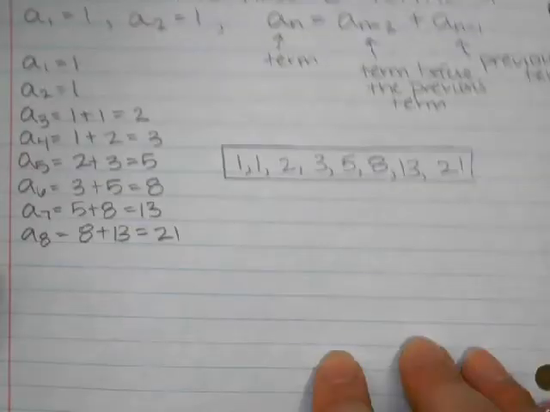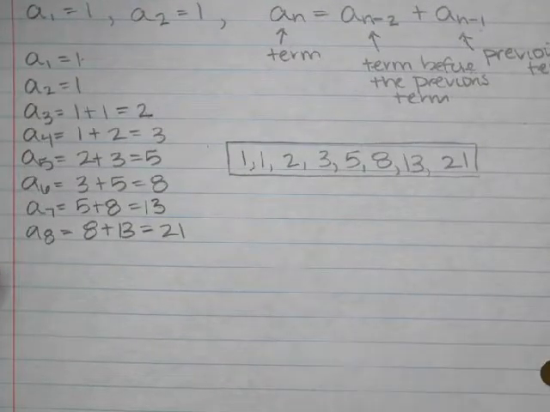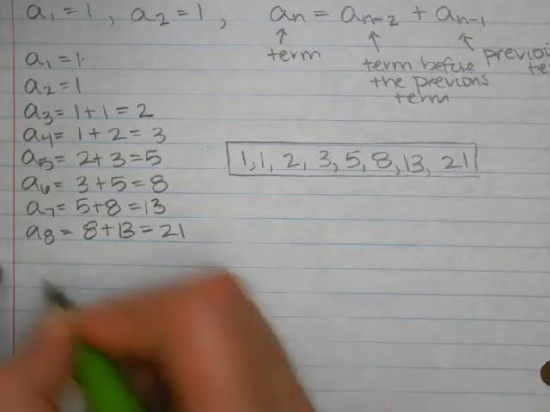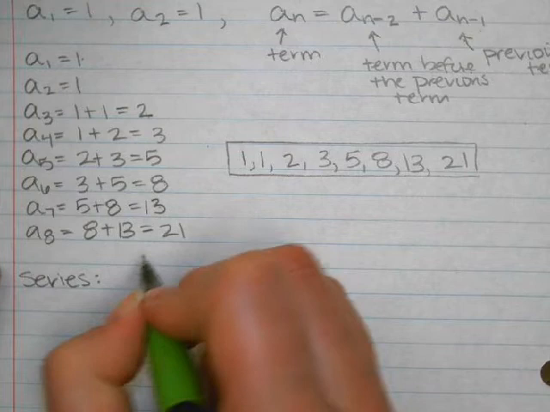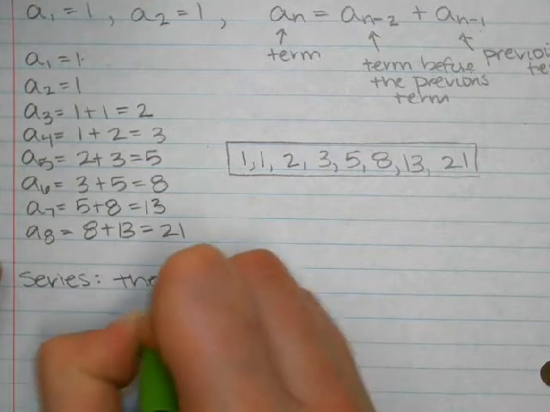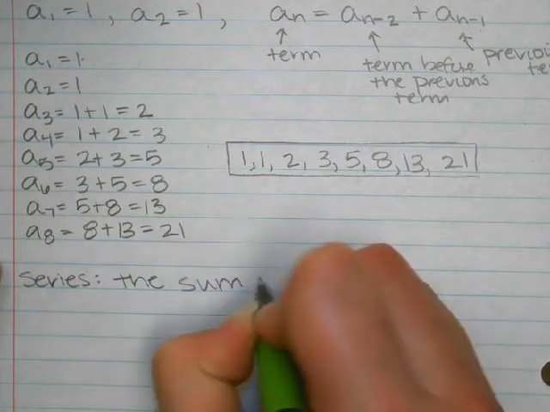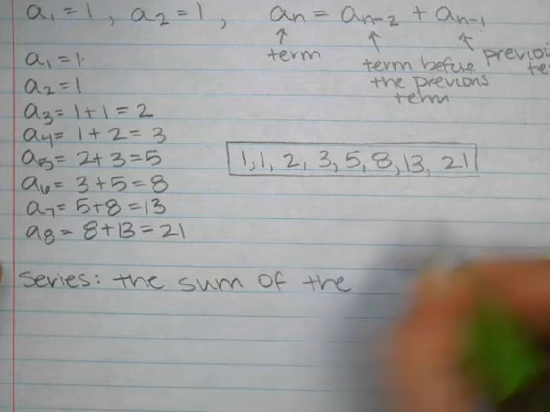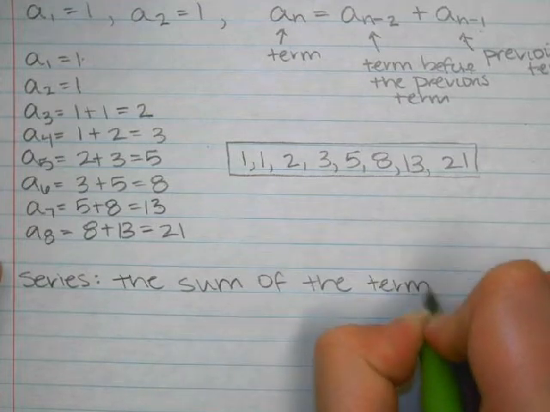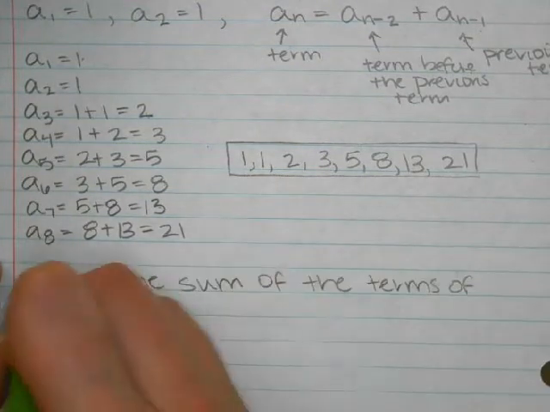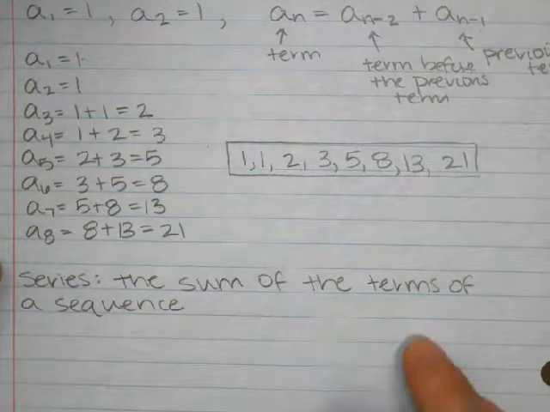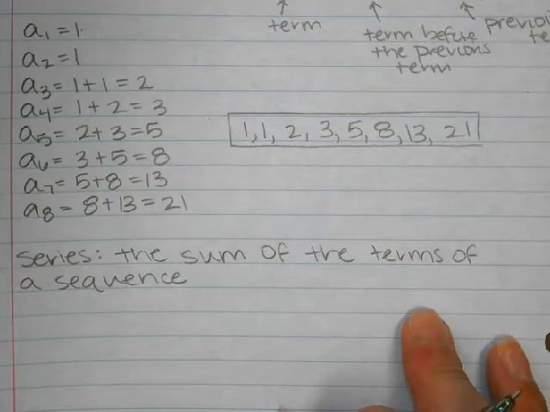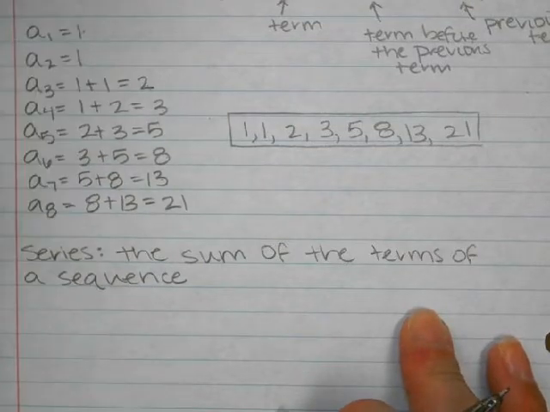Okay, now we're going to start looking at series. So a series is the sum of the terms of a sequence. So you're still going to see that ordered list of numbers, but instead of seeing commas between them, you're going to see plus signs between them.